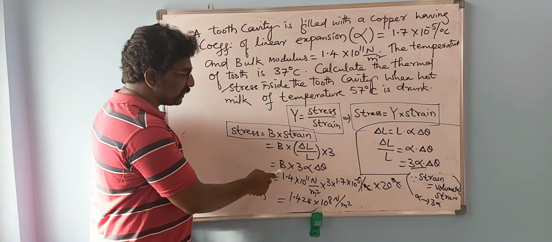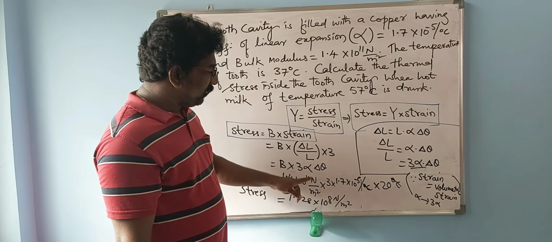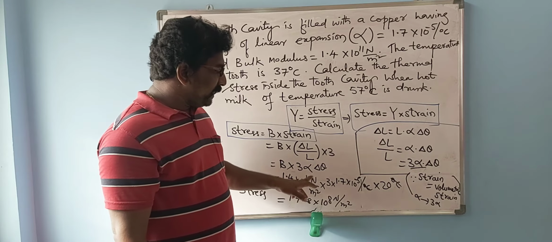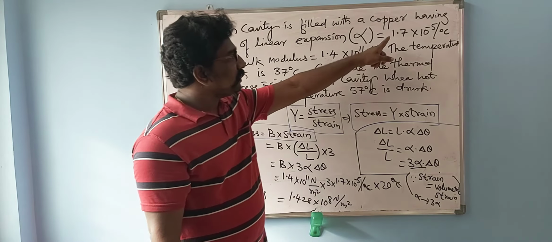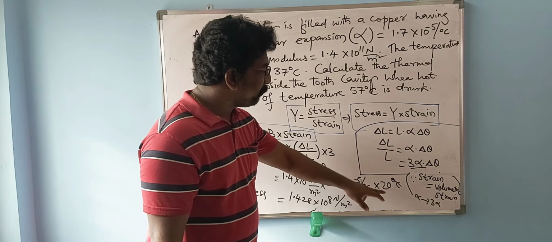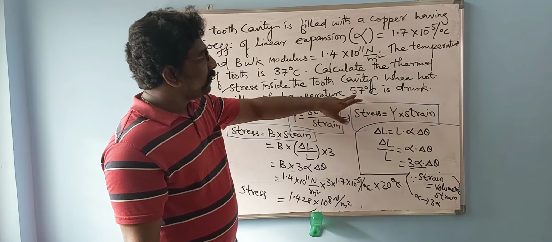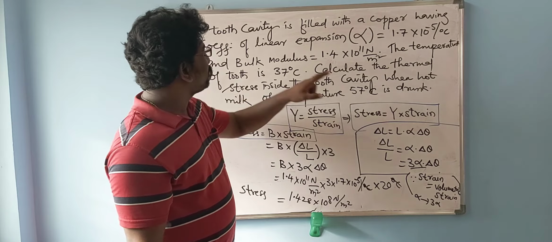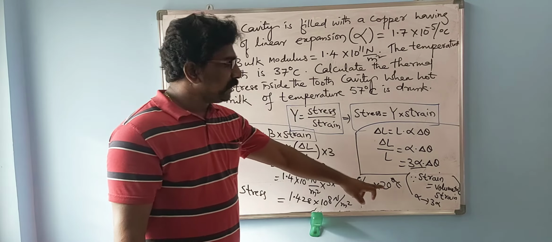Now if I substitute all the values, B is equal to 1.4 into 10 power 11 Newton per meter square, and 3 times alpha, where alpha is equal to 1.7 into 10 power minus 5 per degree Celsius, into the temperature change. The temperature rises to 57 degrees Celsius from 37 degrees Celsius, so the change in temperature will be 20 degrees Celsius.